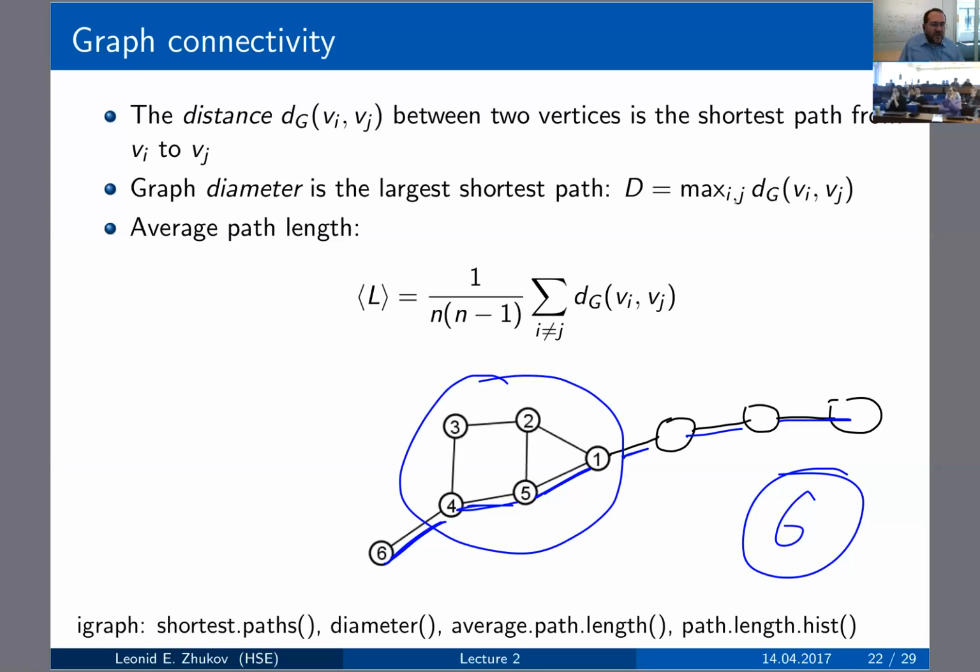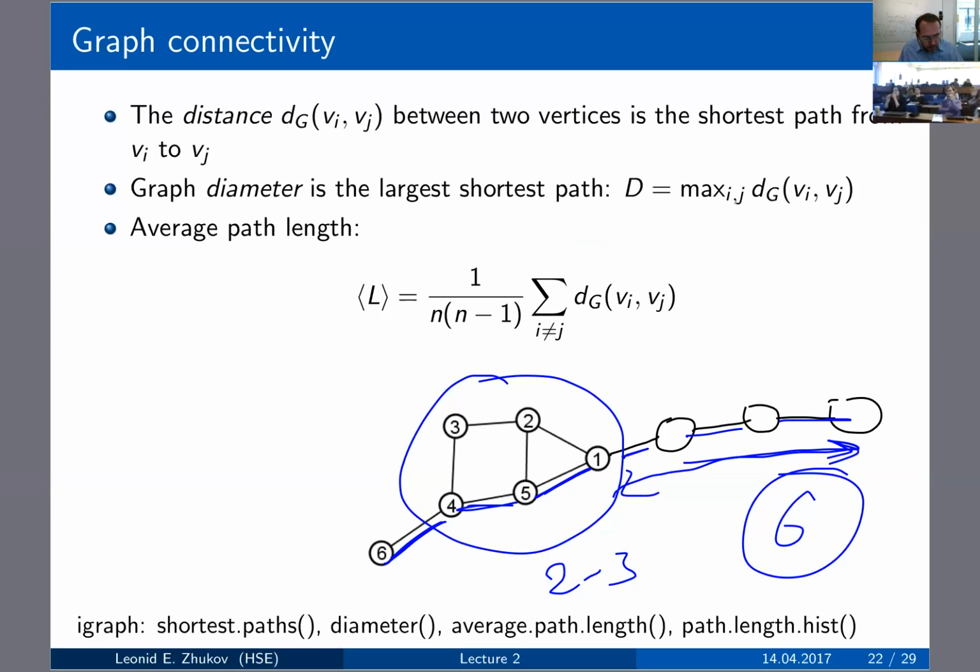So if I calculate the average path length for this graph, it will be much smaller. It will probably be somewhere between 2 and 3. I don't know exactly, but we can calculate that. And so average path length is stable with respect to having those long chains of nodes. In fact, if you compute both of them and they differ a lot, it tells you that there are some long chains present in your graph.